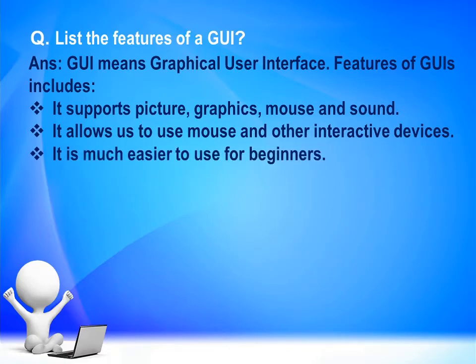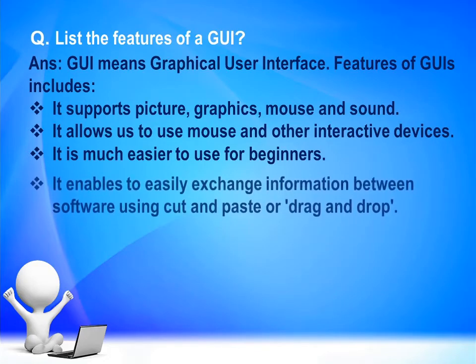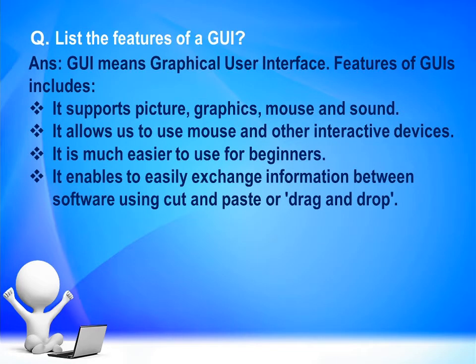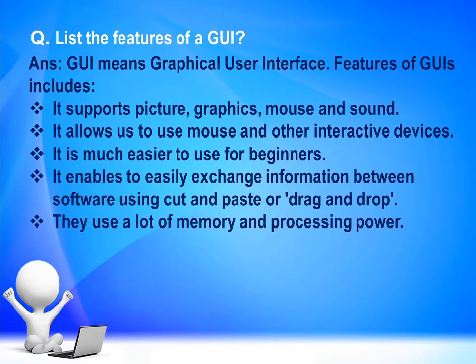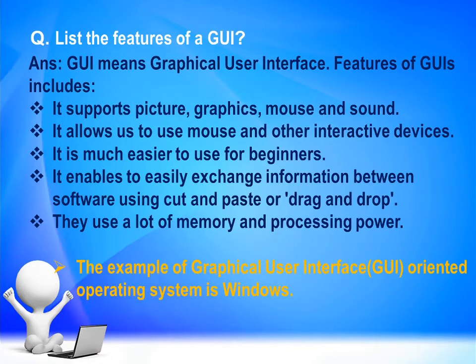It is much easier to use for the beginners. It enables to easily exchange information between software using cut and paste or drag and drop. It uses a lot of memory and processing power. For example, the example of graphical user interface oriented operating system is Windows.